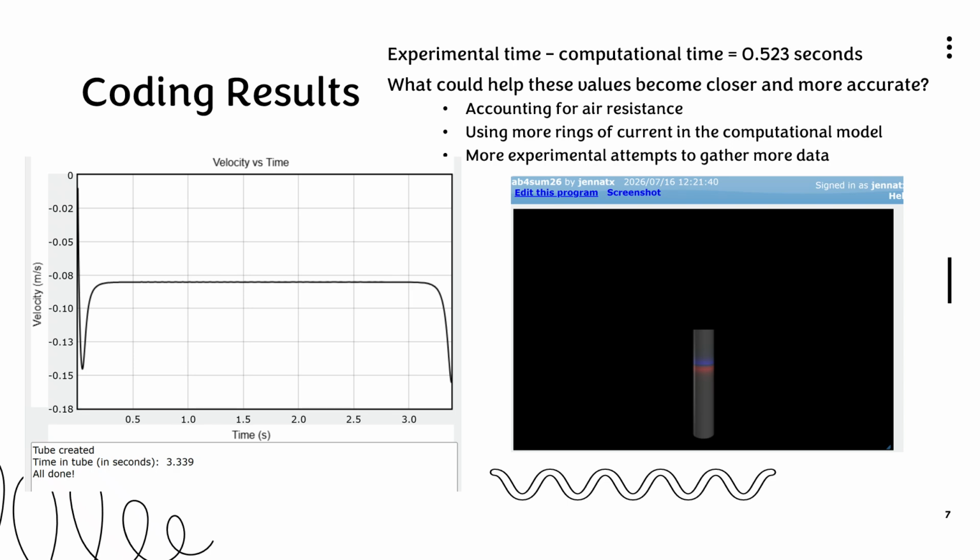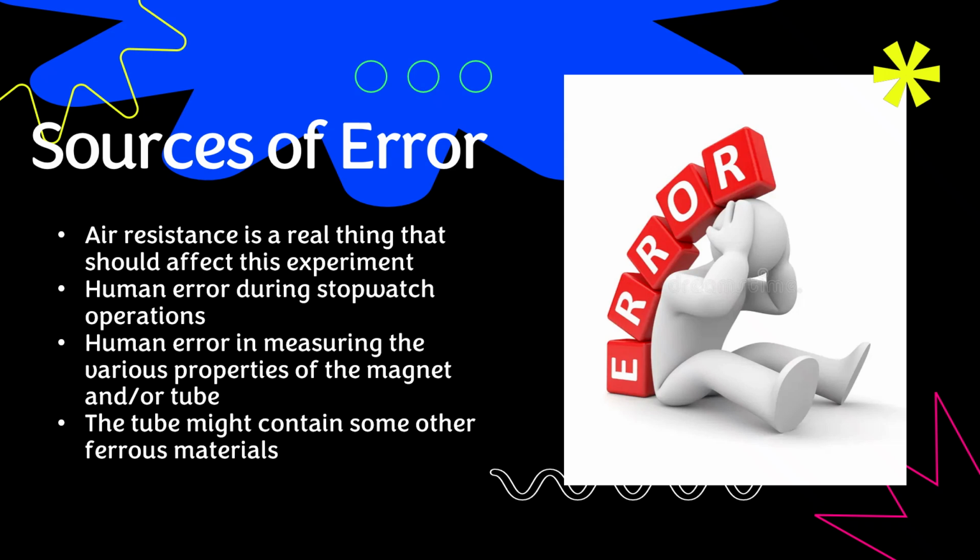Some of the things that this could be due to is air resistance. We could have used more rings of current in the computational model, and in real life could have done just a couple more runs to gather more data. And here are a couple sources of error that I likely encountered during this experiment. As I've said repeatedly before, air resistance is in fact a real thing that should affect this experiment. I'm not a god when it comes to stopwatches, so I could have made some errors there. I also could have made mistakes measuring the properties of the magnet and/or tube. And who knows, maybe the tube wasn't completely non-ferrous.